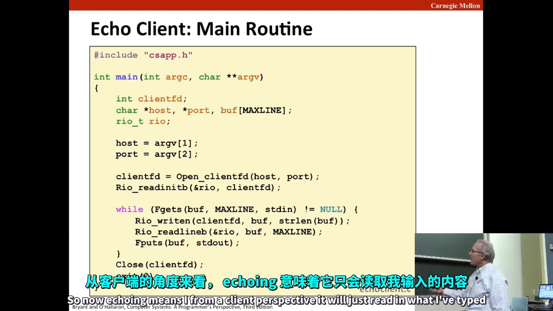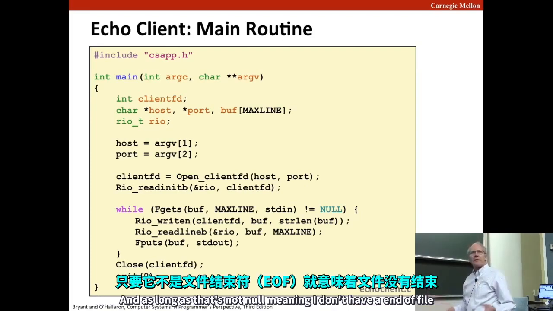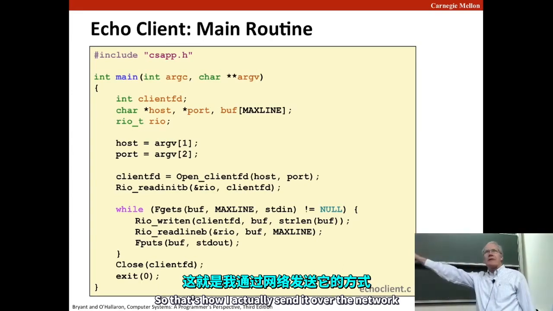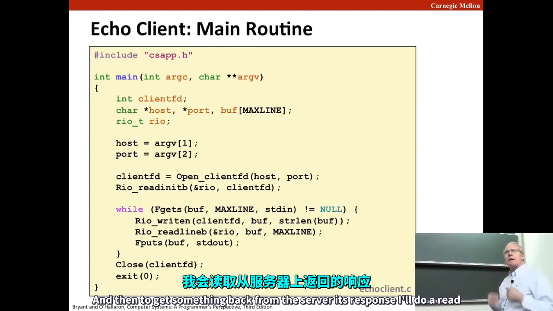So now echoing means from a client perspective, it will just read in what I've typed. So using gets or fgets to read in what's been typed on the standard input. And as long as that's not null, meaning I don't have an end of file, then I will write it to the client file descriptor. So that's how I actually send it over the network, is I do a write to that socket that file descriptor represents. And then to get something back from the server, its response, I'll do a read.